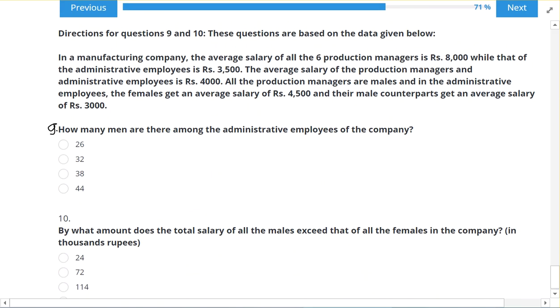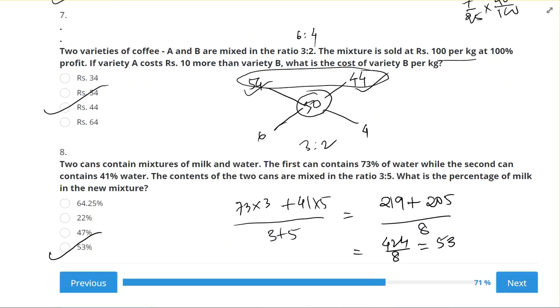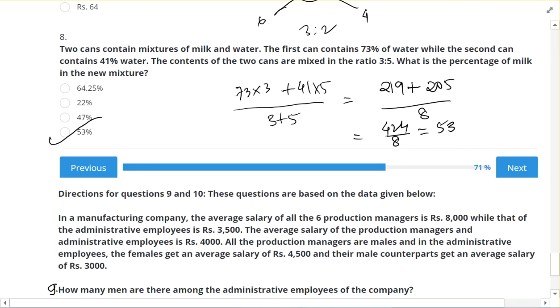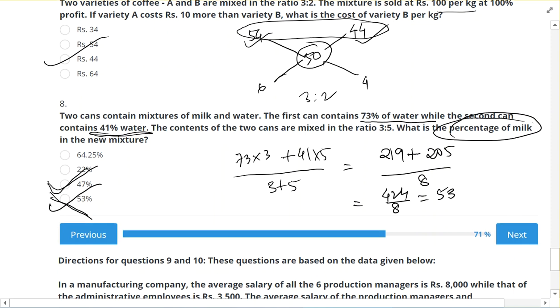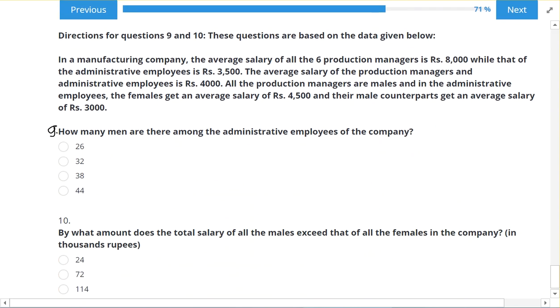Wait. Question number 8, there's a mistake. Yes, 53% is from 73% of water and 41% of water. So 53% is the percentage of water, not the percentage of milk. It is asking about the percentage of milk. So D will not be the correct answer. C will be the correct answer, 47%. Okay. Now, question number 9.